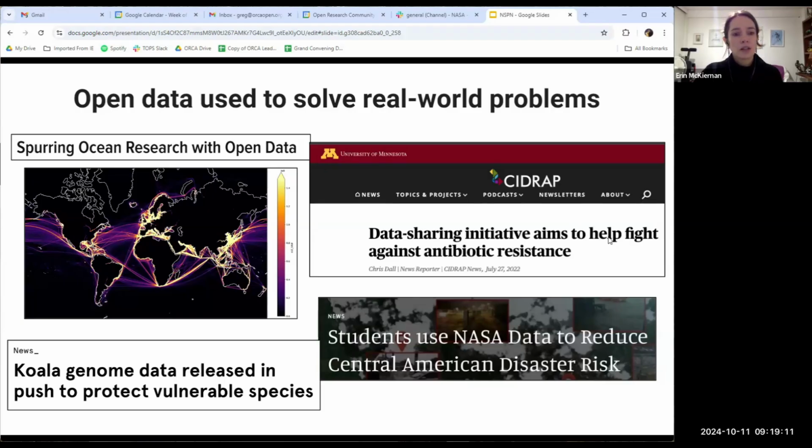So you can see the first one at the top left there. This is an organization that is using open ocean data and data on climate change to help spur reforms, right? Another one there in the bottom left, folks using open genome data to protect vulnerable species that might be at risk of extinction, especially in certain areas of the globe.